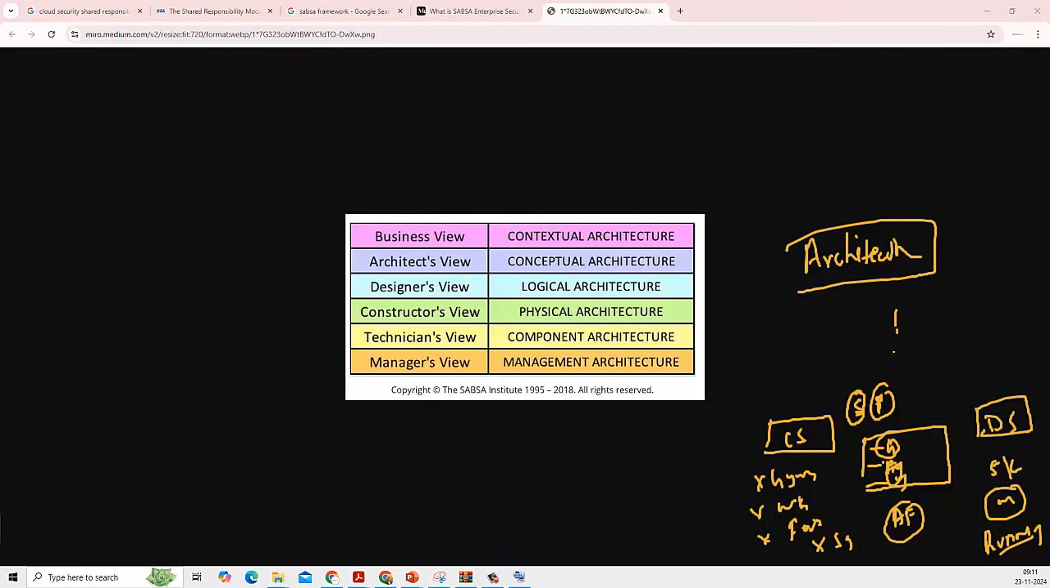Same like you want to construct a house. What is the first step? So you need doors, you need a balcony, you need a sofa. So by following this architecture, you can get visibility about what is the resource, how much money we need to spend. So one of the architectures is SABSA.